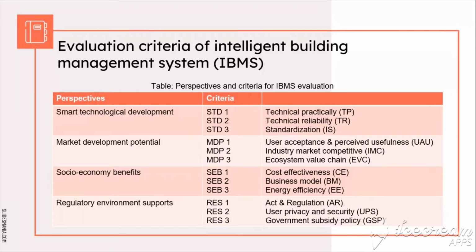For evaluation criteria of IBMS, the criteria are derived from the literature review. Ultimately, the evaluation criteria for IoT-oriented IBMS consist of four main perspectives, which are smart technology development, market development potential, socio-economic benefit, and regulatory environment support. Based on the four perspectives, 12 criteria are created to assess the IBMS. So these are the 12 criteria that were created based on each perspective.